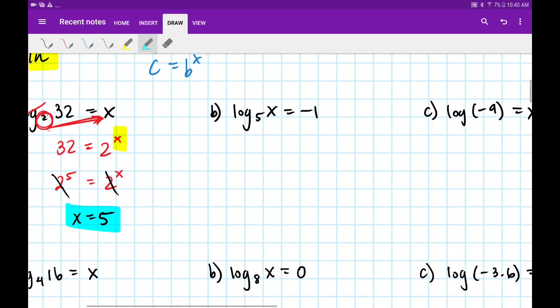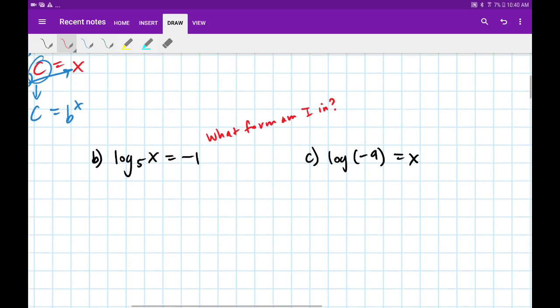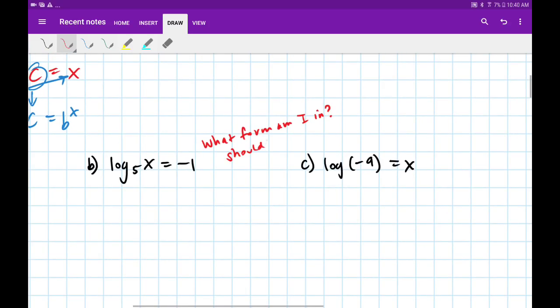Okay, so let's move on to B. Log base 5 of x equals -1. Whenever you're unsure what to do and you're solving a logarithmic equation, always ask yourself, what form am I in? And what form should I go to? These will be the questions you always ask yourself. You should never get stuck if you ask these questions.